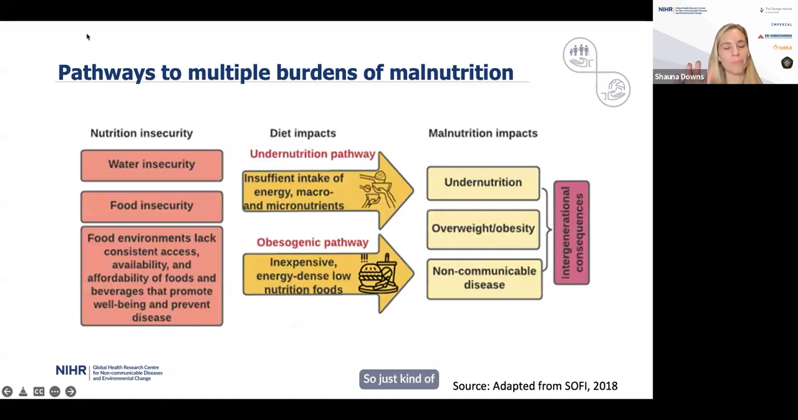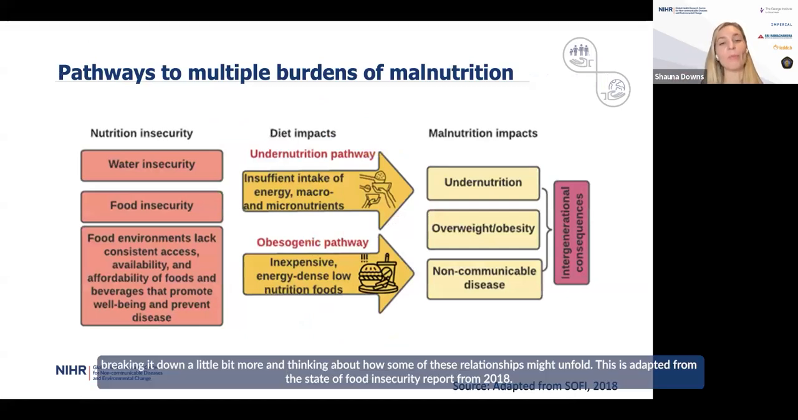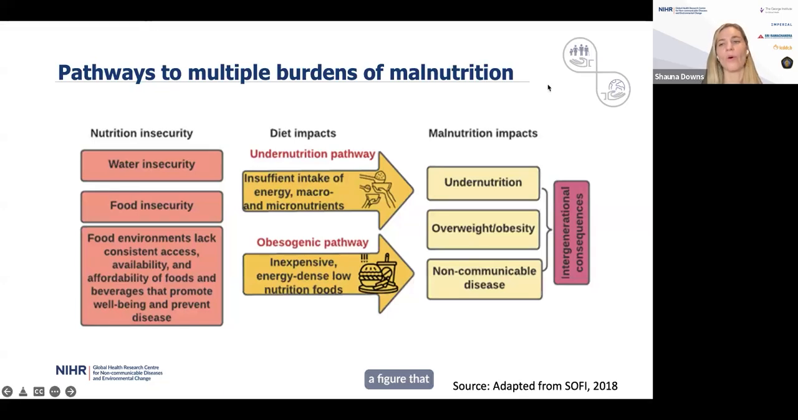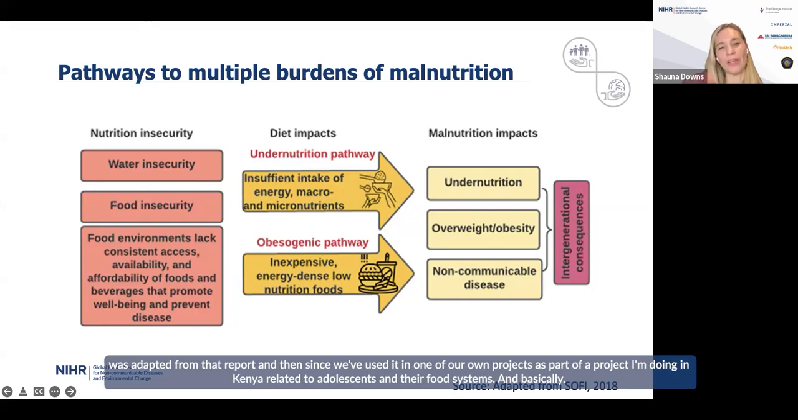So just kind of breaking it down a little bit more and thinking about how some of these relationships might unfold. This is adapted from the State of Food Insecurity report from 2018, and this is looking at pathways to multiple burdens of malnutrition. We've since used this figure in one of our own projects in Kenya related to adolescents and their food systems.